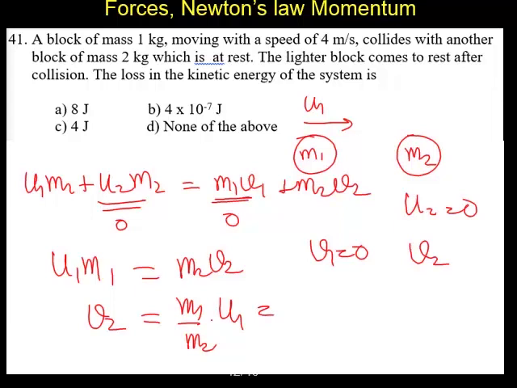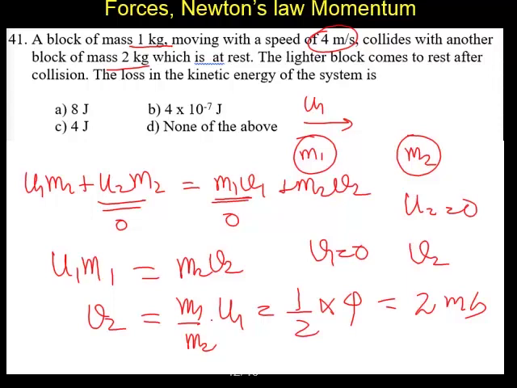A block of mass 1 kg moving with a speed of 4 collides with another block of mass 2 kg. So m1 is 1 kg, m2 is 2 kg, so 1 by 2. u1 is given as 4, so 4 by 2, it is 2 meters per second. So v2 is 2 meters per second.